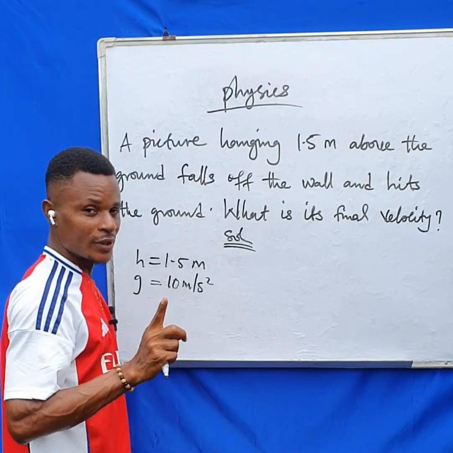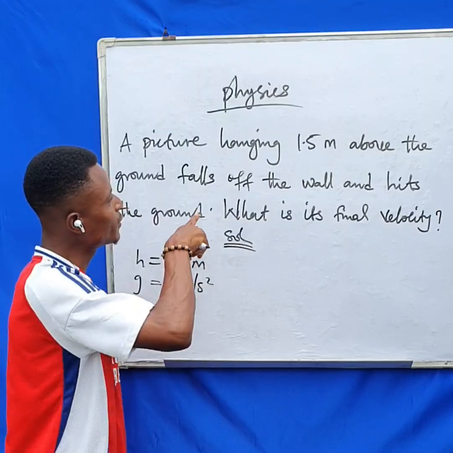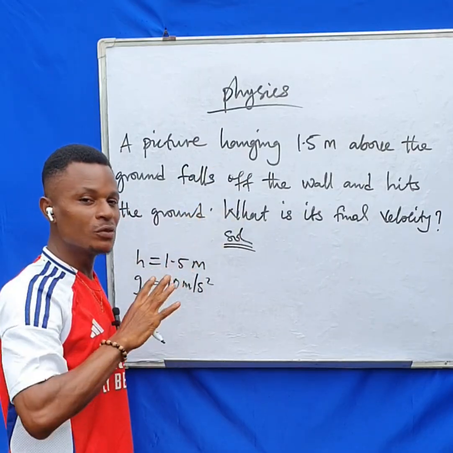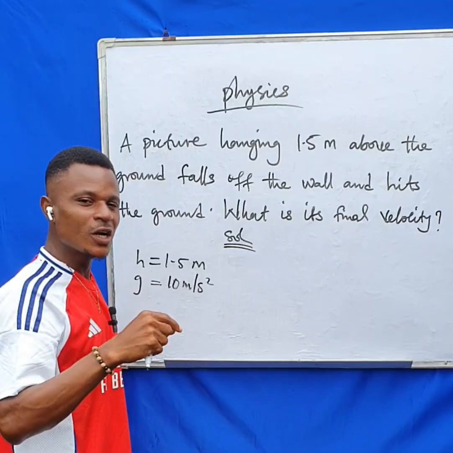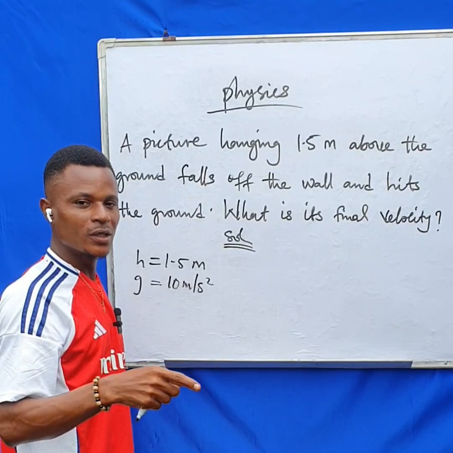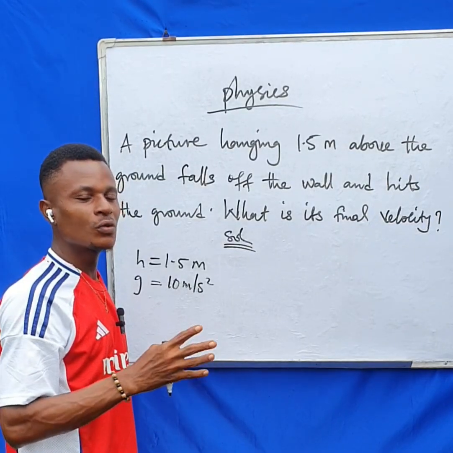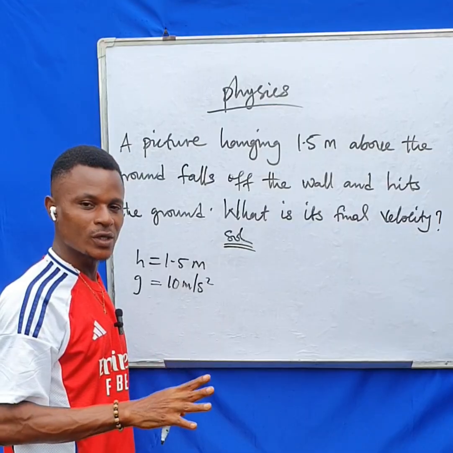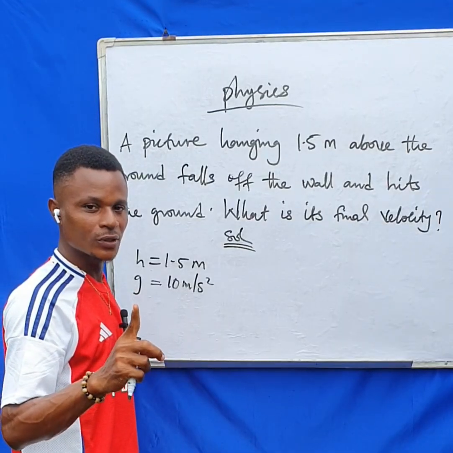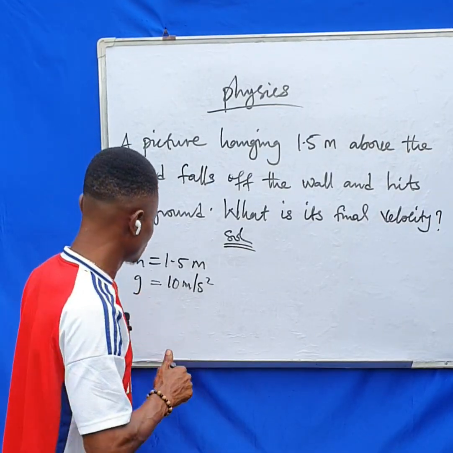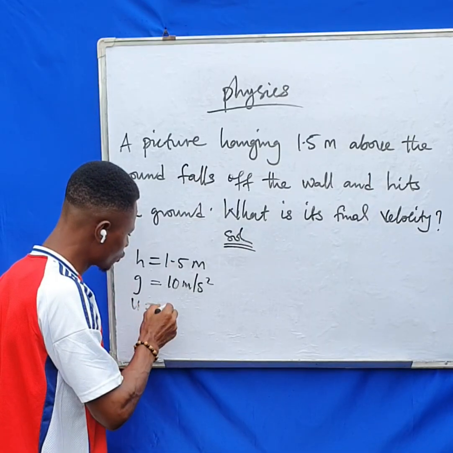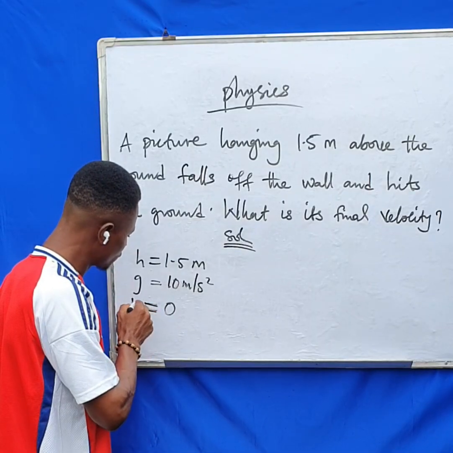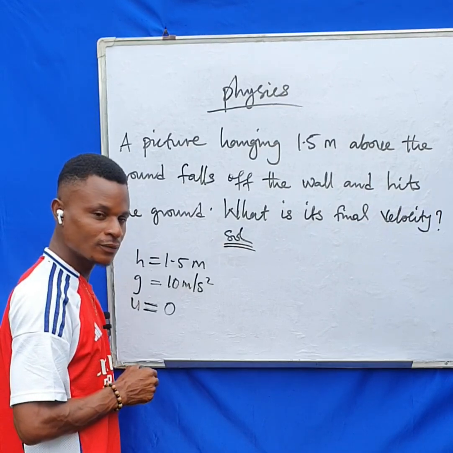If you look at this question again, they said the picture was hanging. That means it wasn't even moving at first. It was just hanging there. That's to tell you that the initial velocity of the picture is 0. When an object is not moving or when it is at rest, the initial velocity is 0. Take note, very, very important. So initial velocity u is equal to 0. Very important, you have to know that.